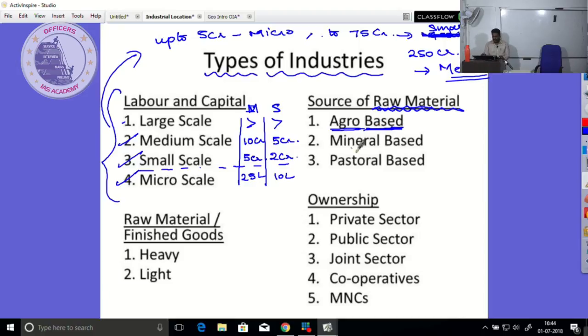If it is mineral-based, you call it mineral-based raw material or mineral-based industries. And if it is animal inputs, we call it pastoral based. Leather industries, wool industries, dairy industries, these are pastoral based industries.